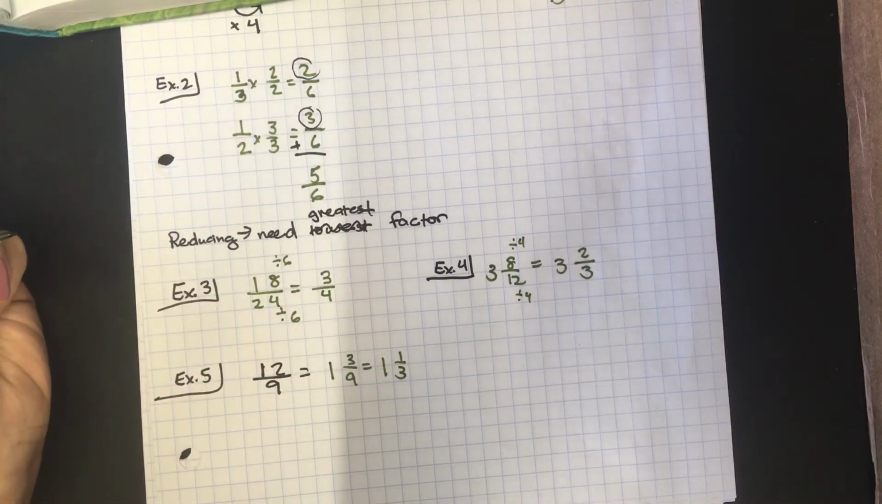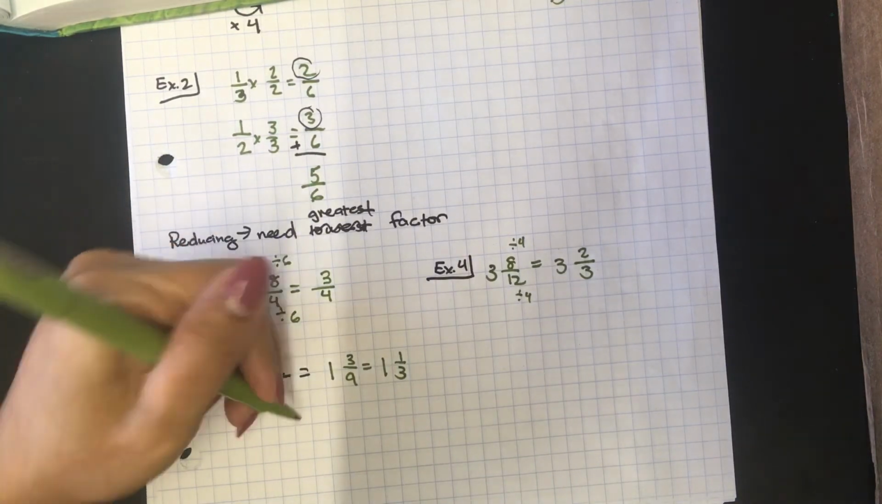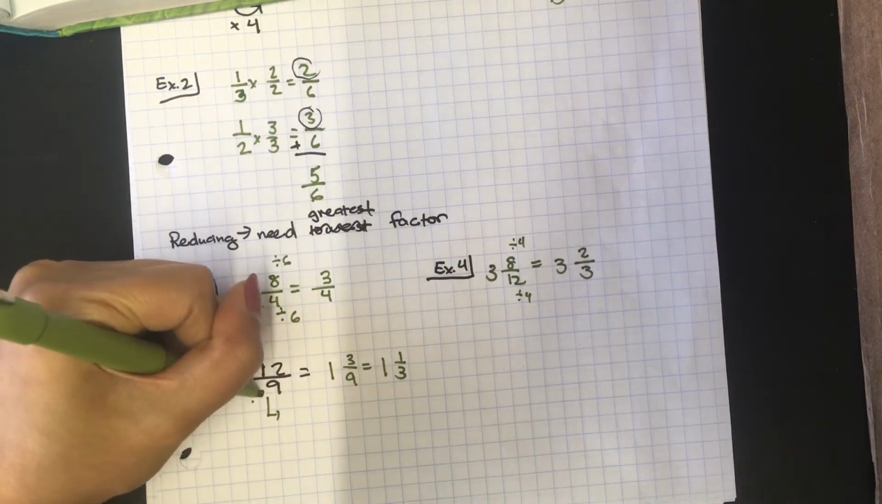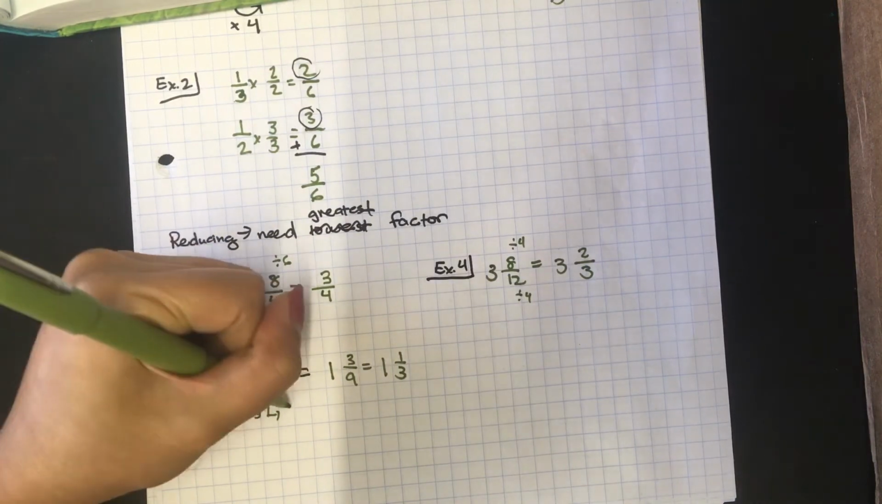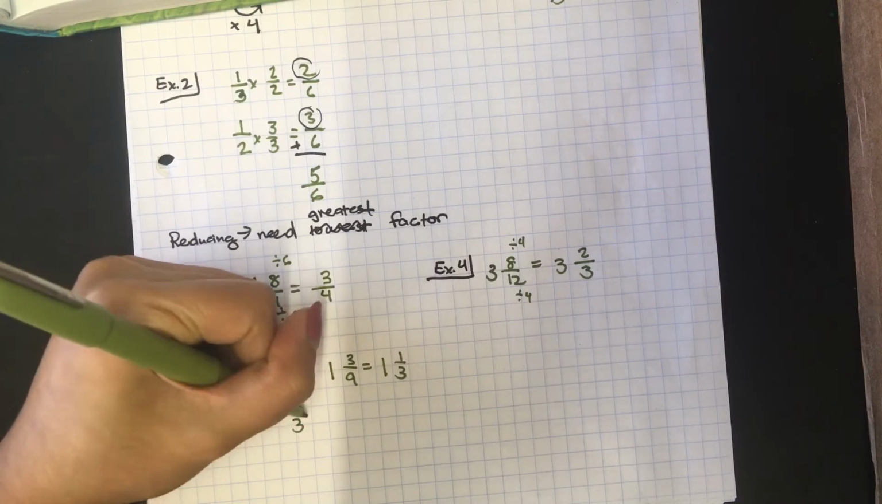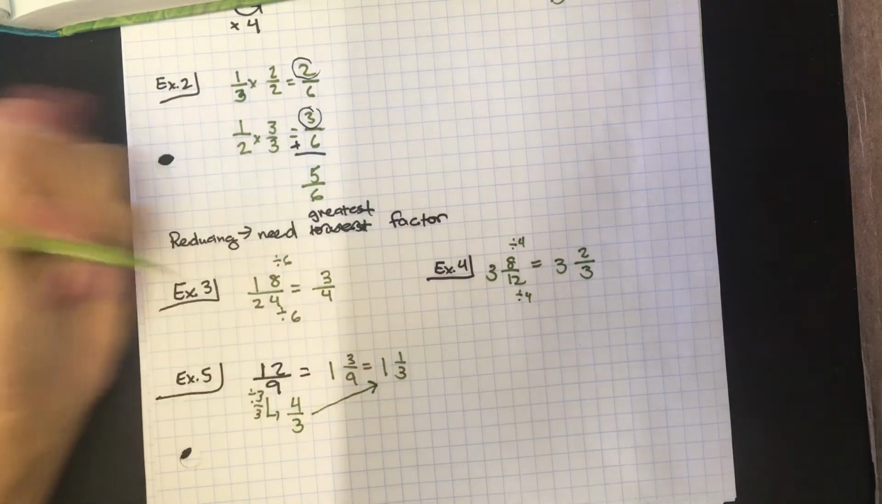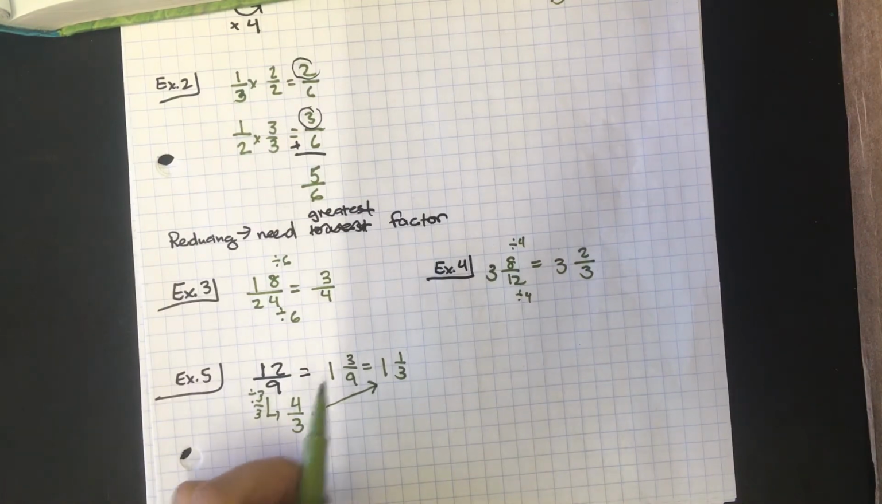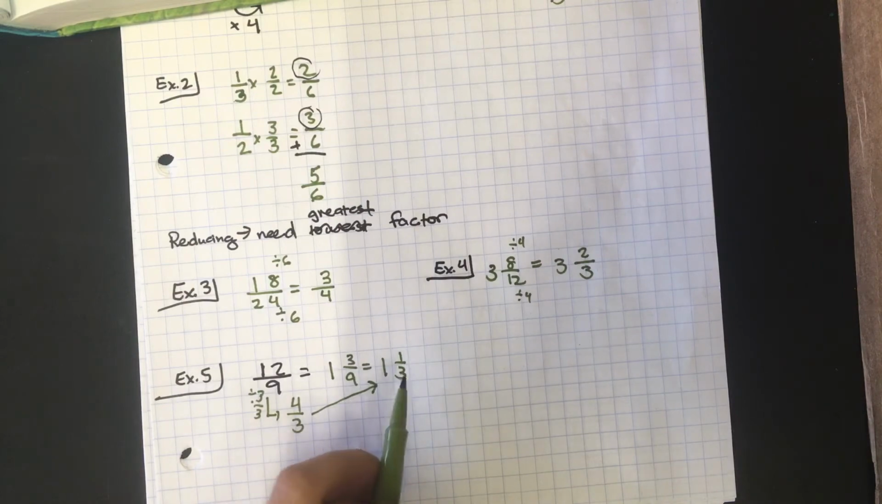All right, you guys should have gotten 1 and 1/3. Now you could have also reduced it by 3 over 3 and gotten 4 over 3 and then gotten 1 and 1/3, or you could have simplified it, in other words, made it into a mixed number and then reduced it. That would have been okay too.